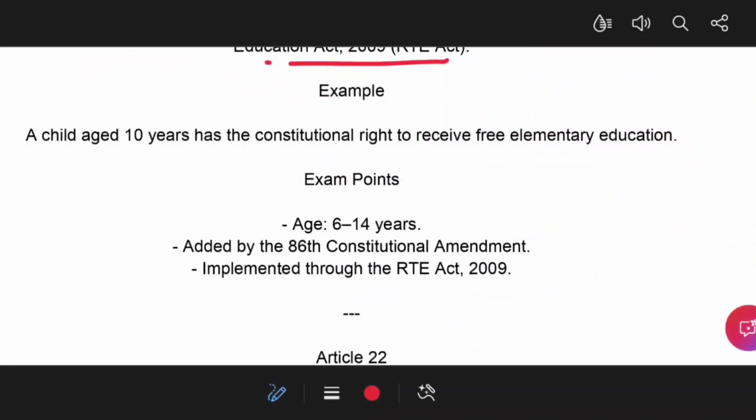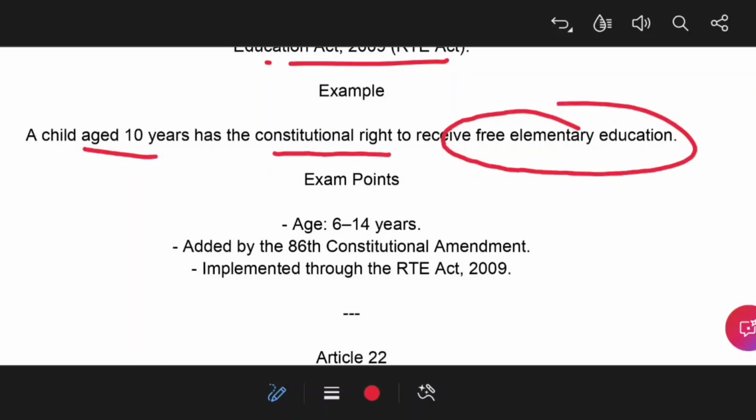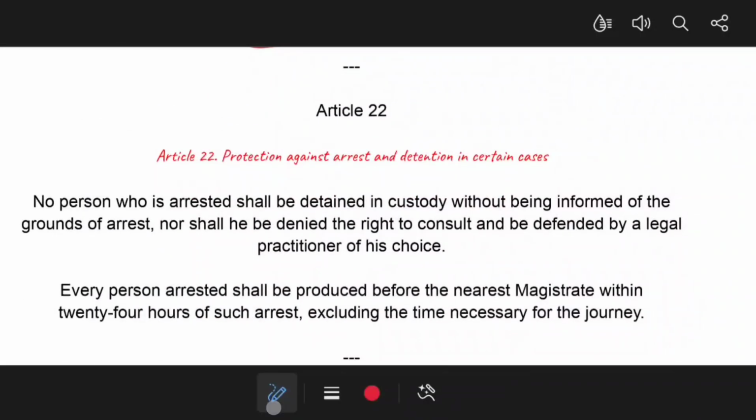Now, if a child is aged 10 years, they have a constitutional right to receive free elementary education. From an exam point of view, what is the age criteria? 6 to 14 years. And it was added through which constitutional amendment act? It is the 86th Constitutional Amendment Act 2002, and it is implemented through the RTE Act to make 21A, the right to education, enforceable.